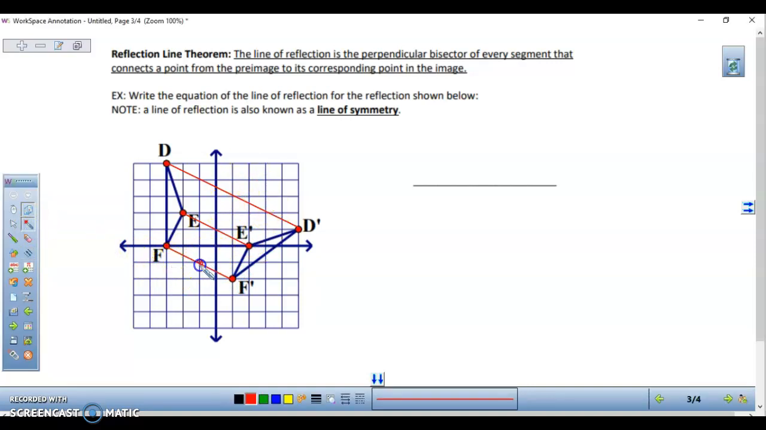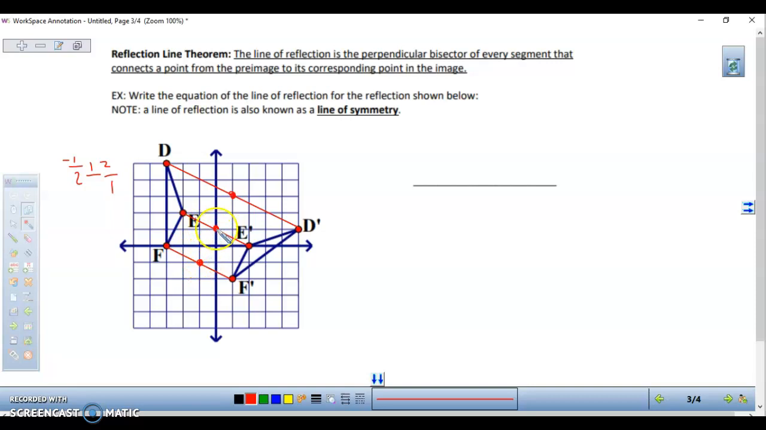Well, bisector means it goes through the middle. So I'm just looking at my diagram, looking at these red segments, and guessing where that midpoint is. And now, if it's going to be perpendicular to that, I'm going to use slopes. Notice the slope of each of these lines is down 1 over 2. Well, the opposite reciprocal of that would be 2 over 1. So to draw my perpendicular line, I'm going to have a slope of up 2 over 1.